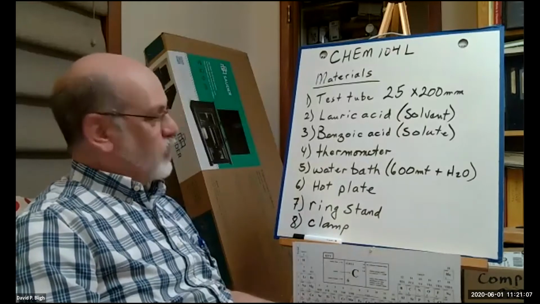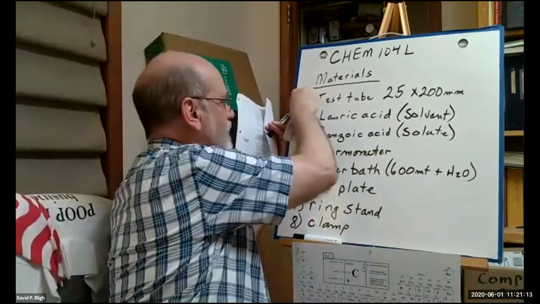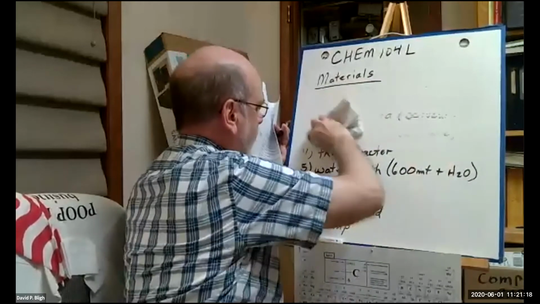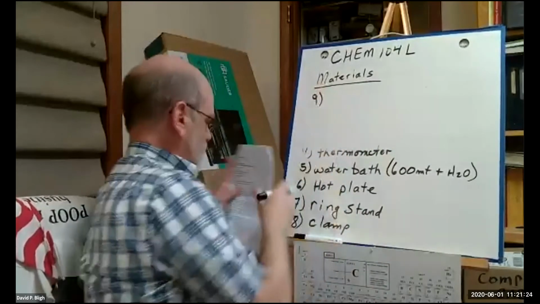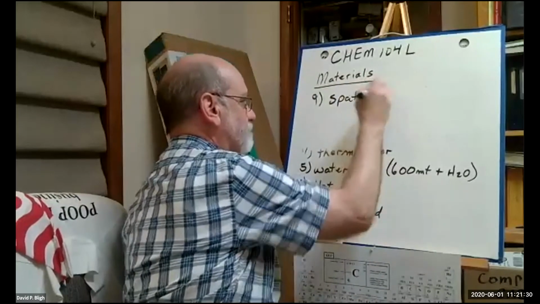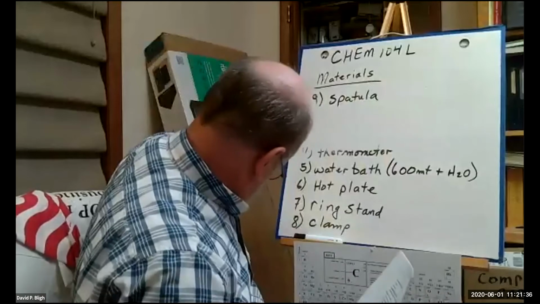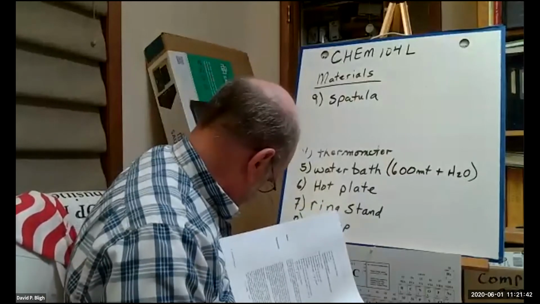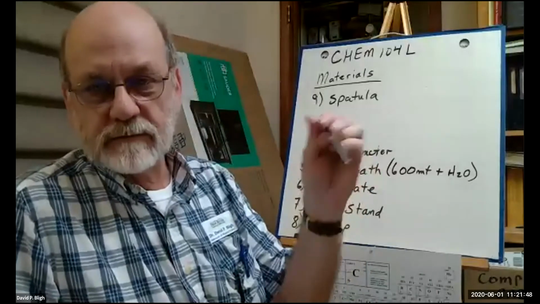Now, we need some more stuff and we've run out of room. Right? So I have to go back up to the top and make room. Right, so number 9 is we need a spatula. You know what a spatula is, right? They come in different shapes. Some are, let's see, do I have one like that? Yep. There's a spatula, right?